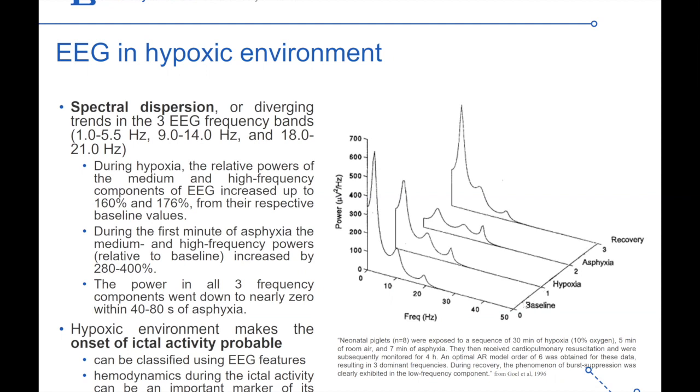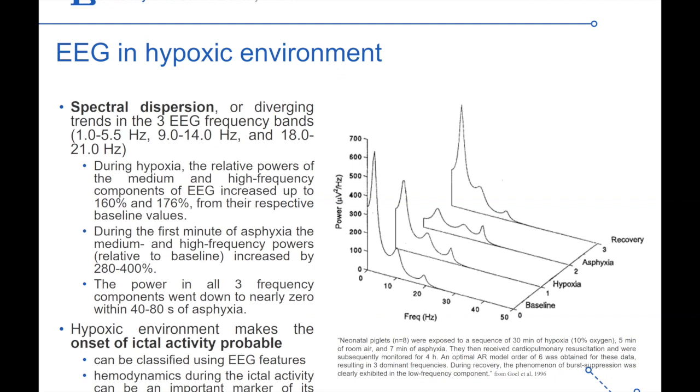across these different states. So at baseline, then you have the hypoxia, and then after that the asphyxia, and then after that the recovery. How does this power distribution change across these 3 frequency bands? What they noticed is that during hypoxia, the relative power of the medium and high frequency components, that is 9 to 14 hertz and 18 to 21 hertz, increased by more than 150%, 160 and 176%. So that's in the hypoxia state.